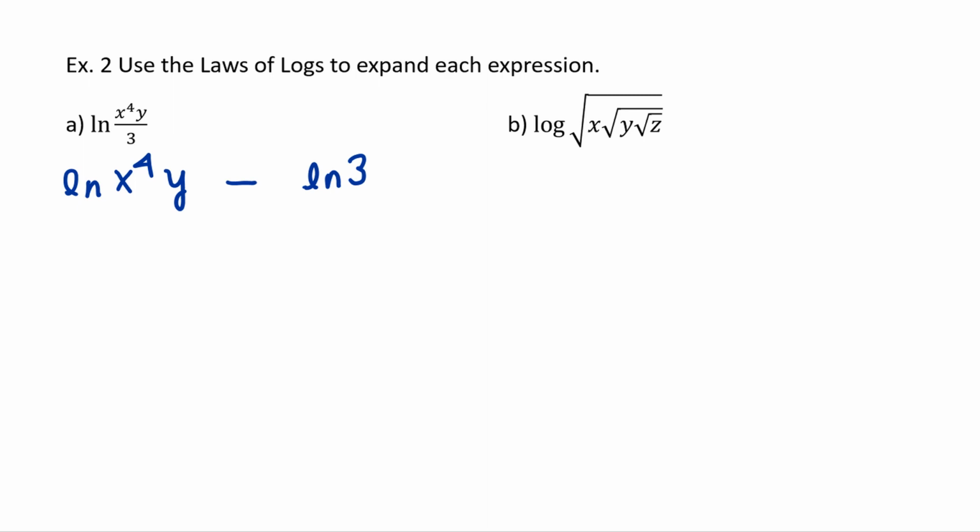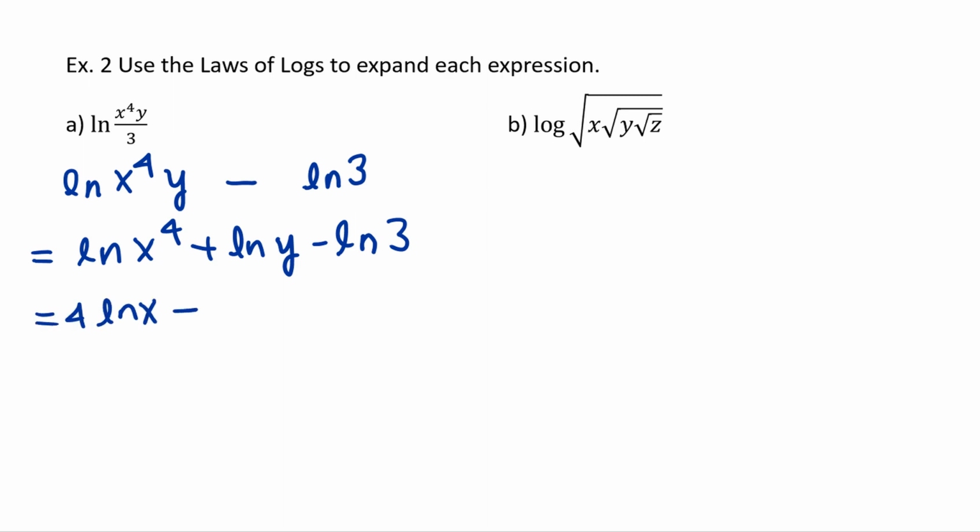Now, let's use the first property on the first term and write the natural log of x to the fourth times y as a sum of two different logs. So that'll be the natural log of x to the fourth plus the natural log of y minus the natural log of 3. And then we have one more algebra step to complete in order for this to be fully expanded, and that is to move the power of 4 in the first natural logarithm to the coefficient. So this will be 4 times the natural log of x plus the natural log of y minus the natural log of 3.